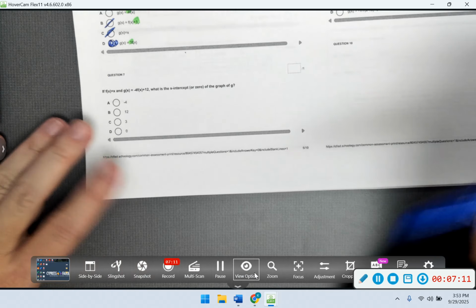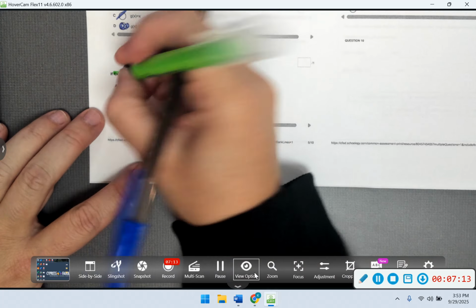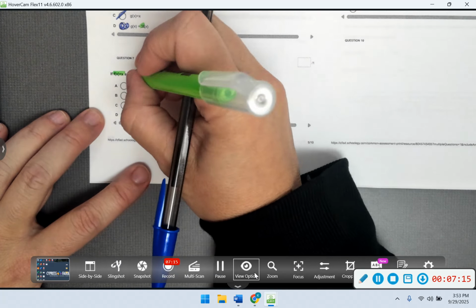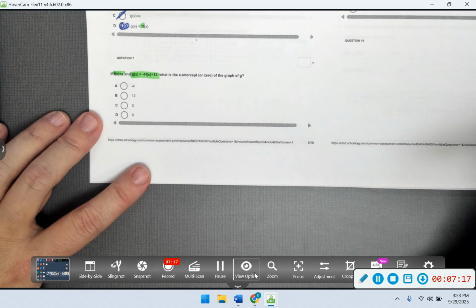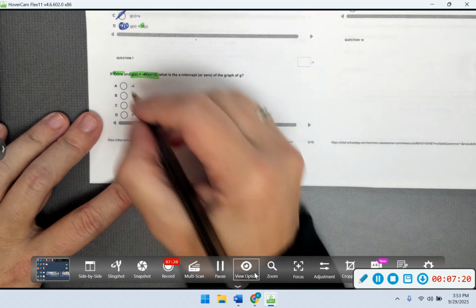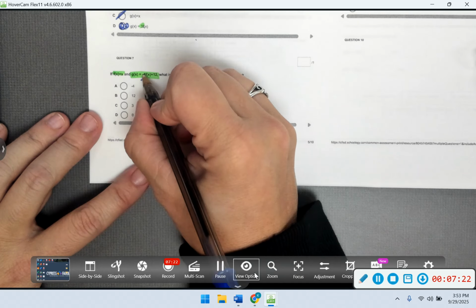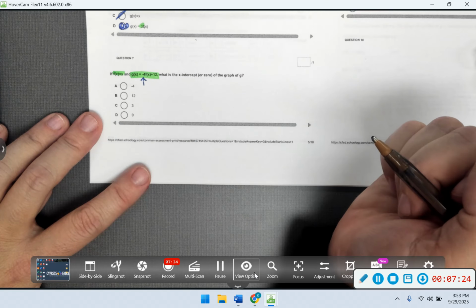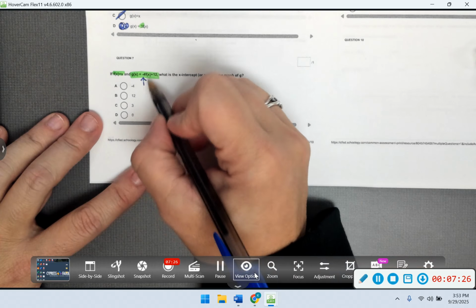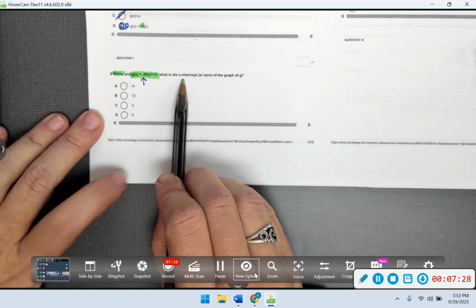Number 7, again, so we start with the parent function, f of x equals x, and then we're going to do all these transformations. So the negative, if the negative comes first, it's going to reflect, right? Oh, never mind. It doesn't even want the transformations. It just wants the x-intercept.